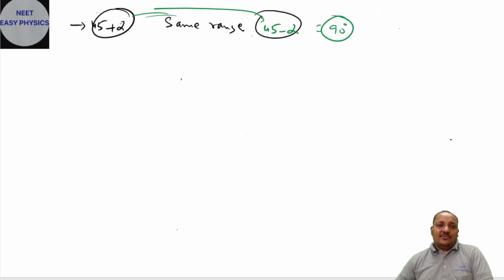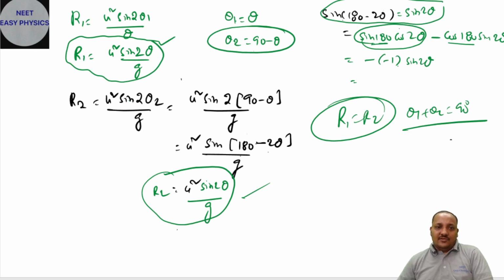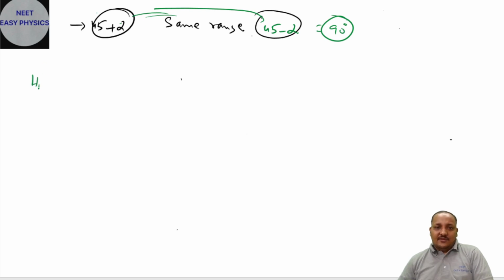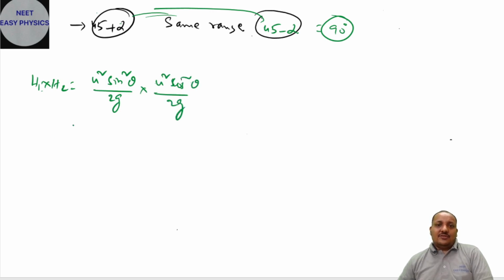Next, they are going to ask for the product of H1 and H2. H1 and H2, they will make the product, like T1 and T2, they will make the product. We will see the product now. So H1 into H2. What is H1 we got? U square sin square theta by 2g. What is H2 we got? U square cos square theta by 2g.